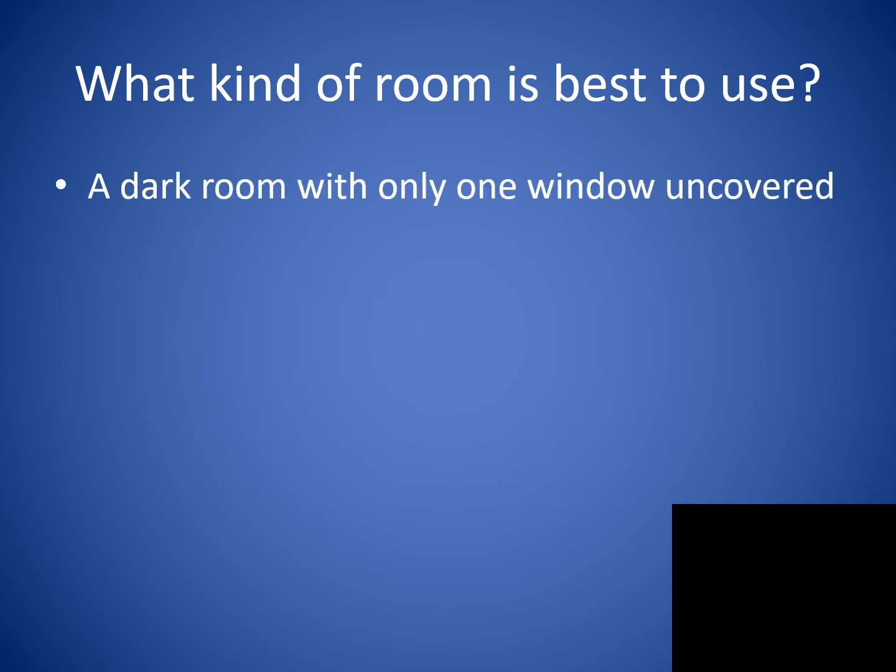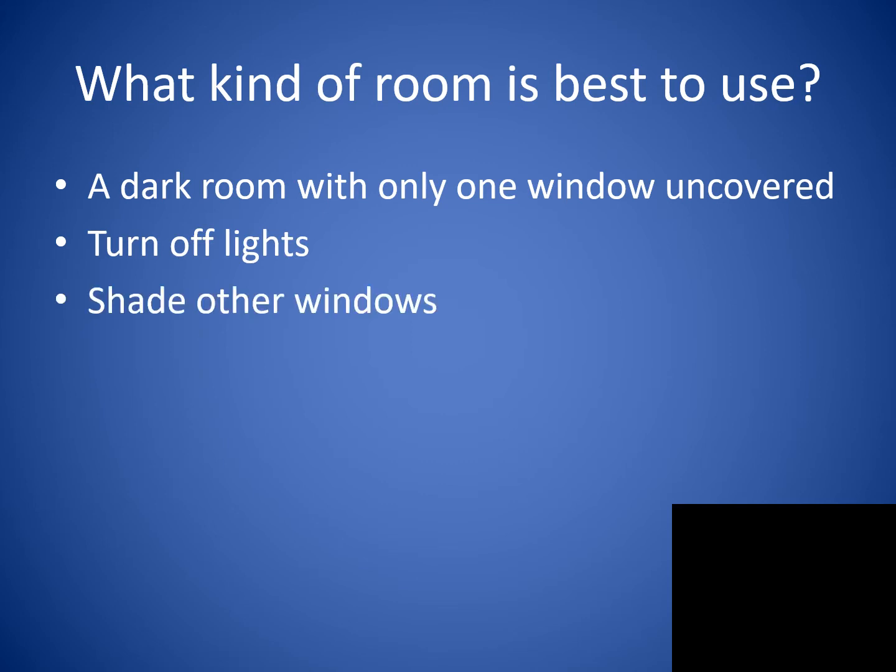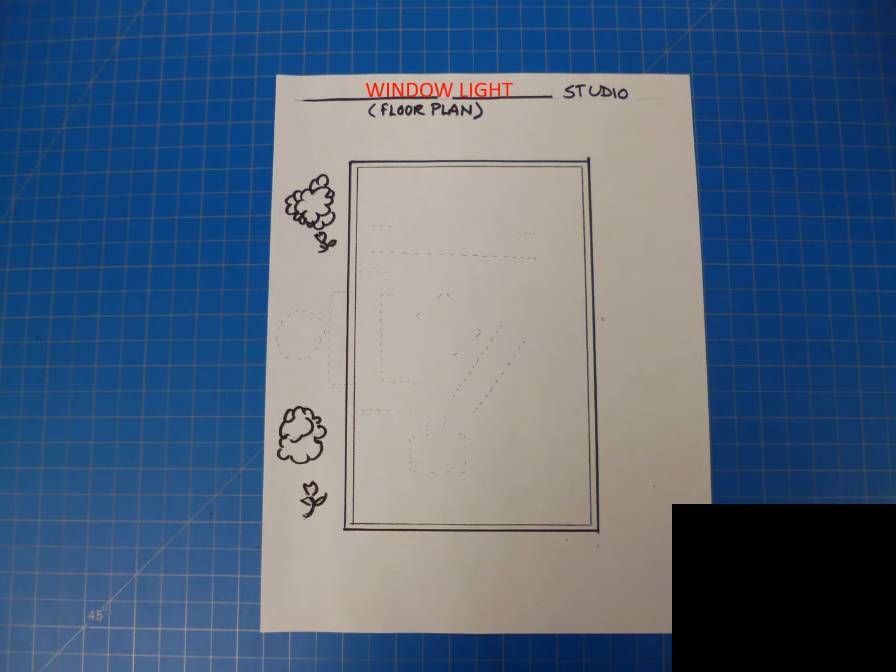So in your house, I'd like you to start thinking, because we're going to be using a room in your house. What room can you darken and still have a window open, meaning bright? So we've sketched out our little room here, and we can see that we have outside and inside.